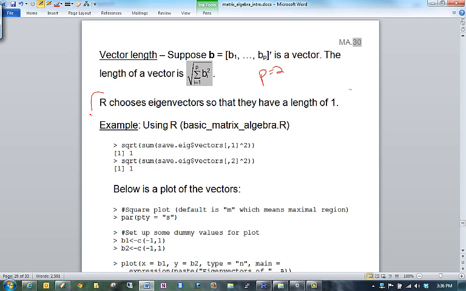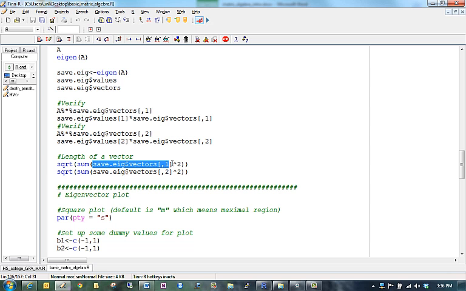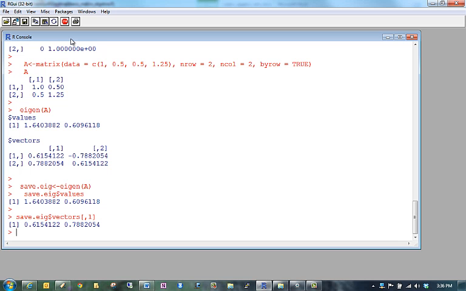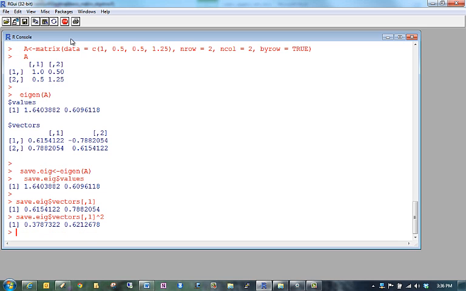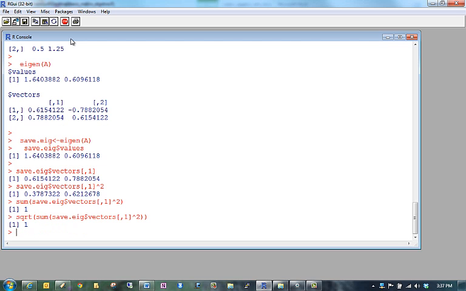The reason I bring up vector length is that R chooses eigenvectors that always have a length of 1. To verify that, let's look back at our eigenvectors. I'm going to extract the first eigenvector, square each element, and sum these elements. If I were to take the square root, obviously in this case I wouldn't need to, but I get 1. So the length of the vector is 1.